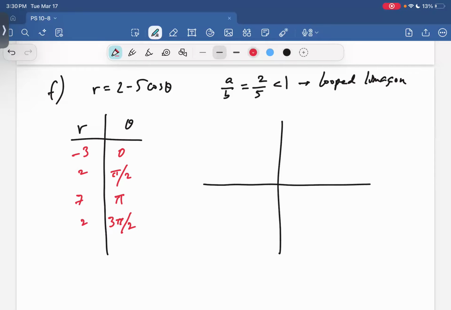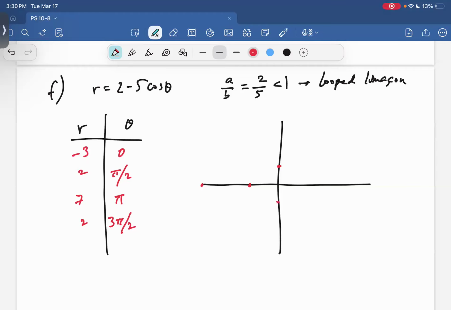Okay, so where is -3, 0? Well, the angle is this way, but r is negative, right? So actually the point will be right there. Where's 2, pi over 2? That is around here. 7, pi will be here. And then 2, 3 pi over 2 is here.